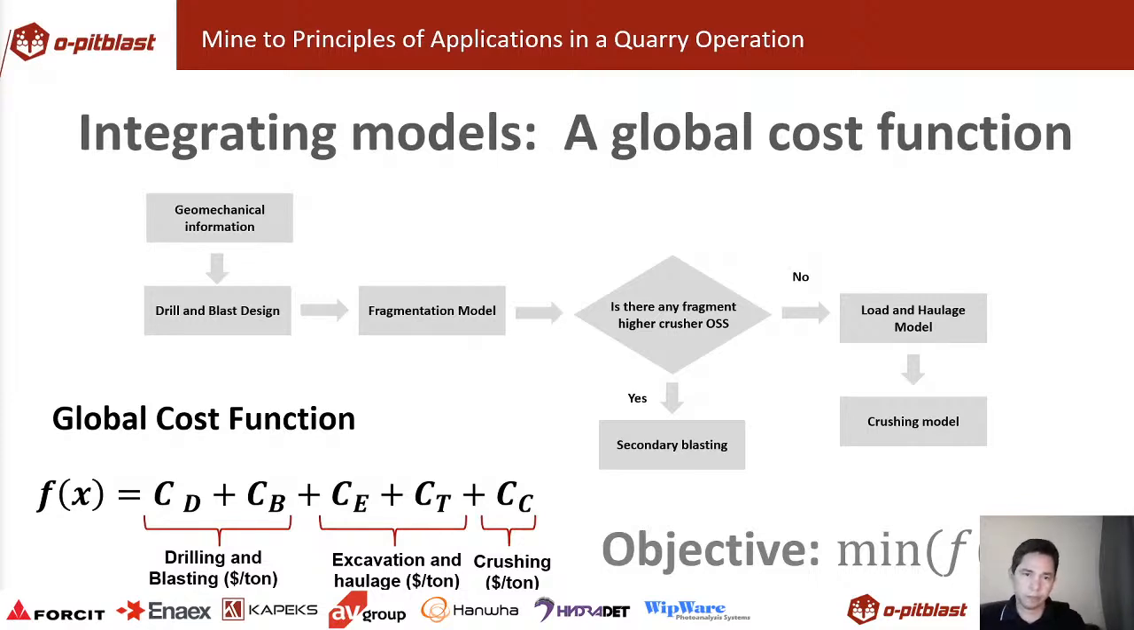Integrating models. A global cost function. Now that we have all models determined and calibrated, it's time to optimize the value chain to obtain the minimal cost of the final product by integration of all models. For this, it's necessary to create a function that estimates the global cost per ton as a sum of individual processes, and after that determine the minimum value of this function.